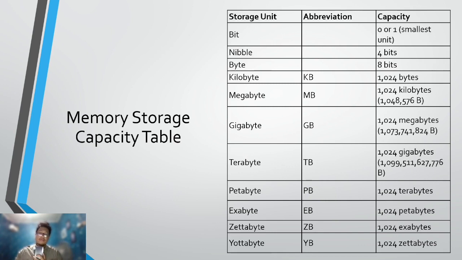This is a memory storage capacity table. As you can see in the table on this slide, moving downward indicates that the storage capacity is larger. Okay, let's get to know them a little. The first unit is a bit, which is the smallest unit of data, consisting of only 0 and 1. Next, there's a nibble, which contains 4 bits and is rarely discussed. Then comes the byte, which is a unit consisting of 8 bits. Bytes are more commonly used and more well known compared to nibbles.